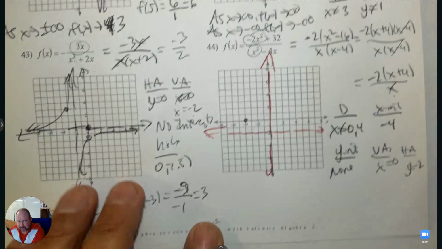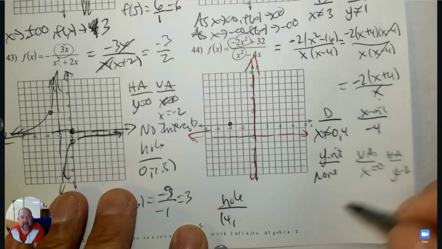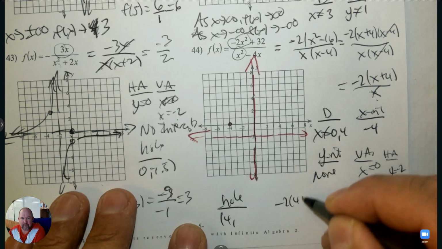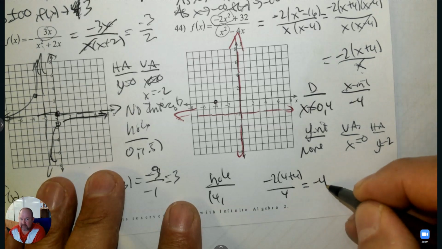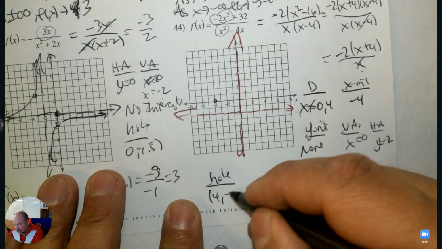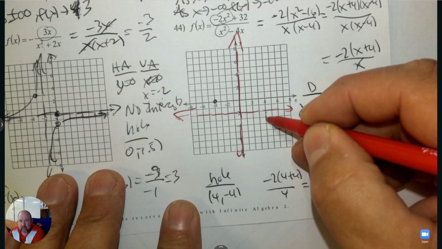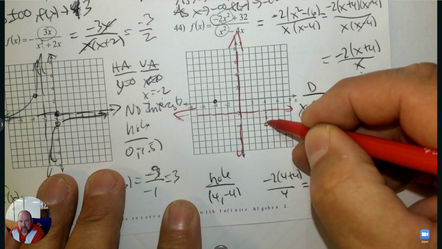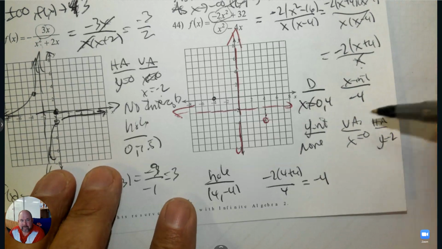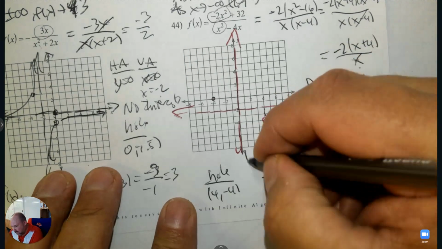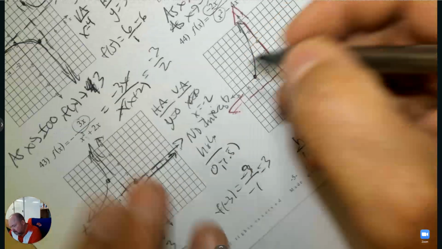We have a hole. And so what we crossed out, there's a hole at positive 4. And then to find the y-coordinate, I plug in positive 4 and solve that. So this is going to be negative 16 divided by 4. That's negative 4. So there's a hole at 4 and negative 4. So 4 and negative 4 is where the hole is at. And we have enough to draw this. So there's one part of the graph. Here's the other.